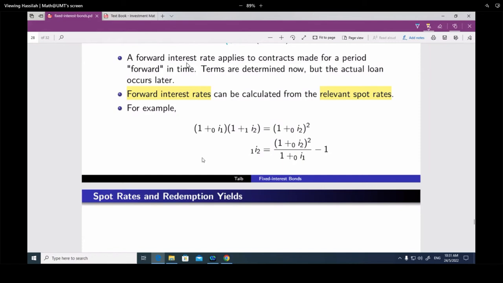Okay, so this is, what do you call this spot rate as? This is the interest rate. Where is the loan made? At time zero.